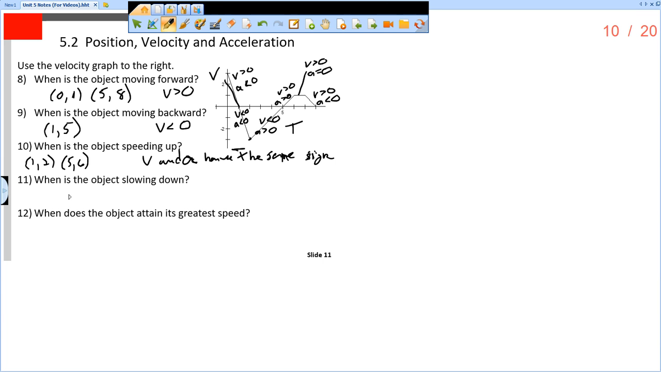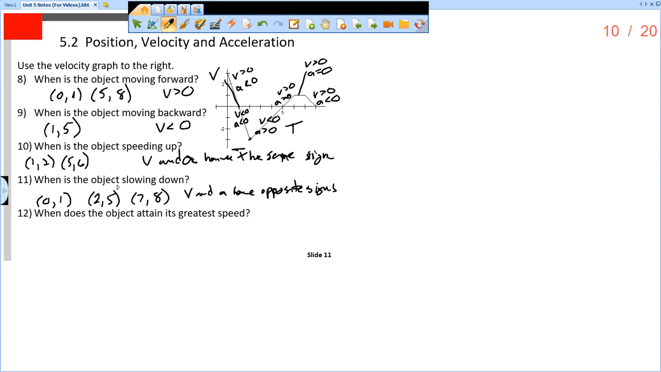So now when is the object slowing down? Well, remember that means that v and a have opposite signs. And we already did that work. So where do they have opposite signs? Well, v is positive, a is negative from 0 to 1. Both negative here. v is negative, a is positive here from 2 to 5. And then lastly, from 7 to 8.